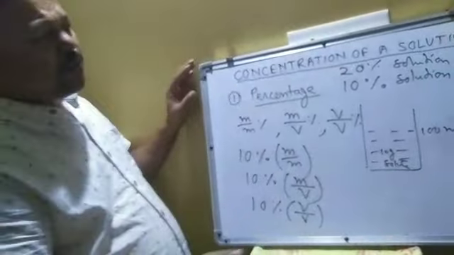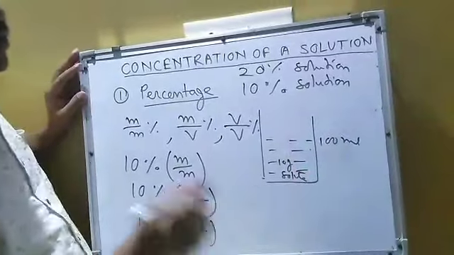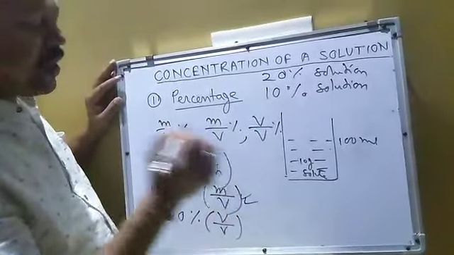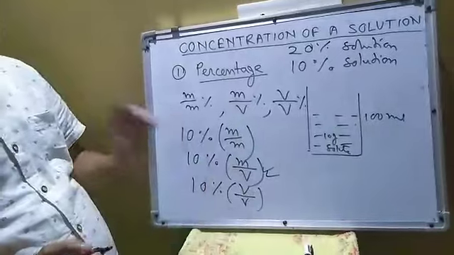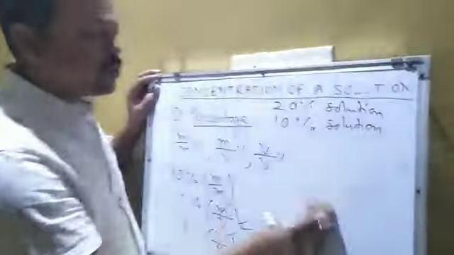So for example, as I have expressed, suppose this is a sugar solution. Sugar is solid, water is liquid, so you have to express it in m by v. That means 10 gram of sugar is present in 100 ml of solution. So in this way you can express the concentration of a solution.